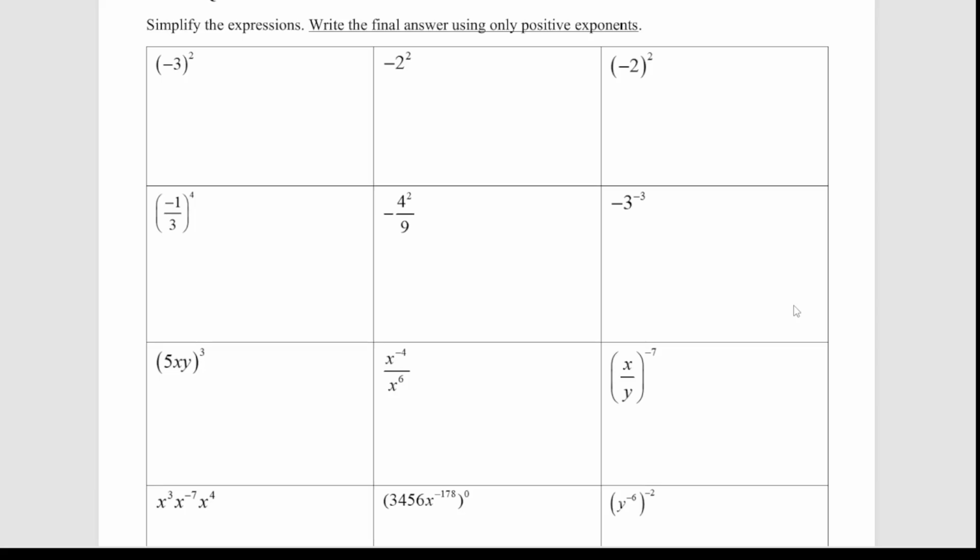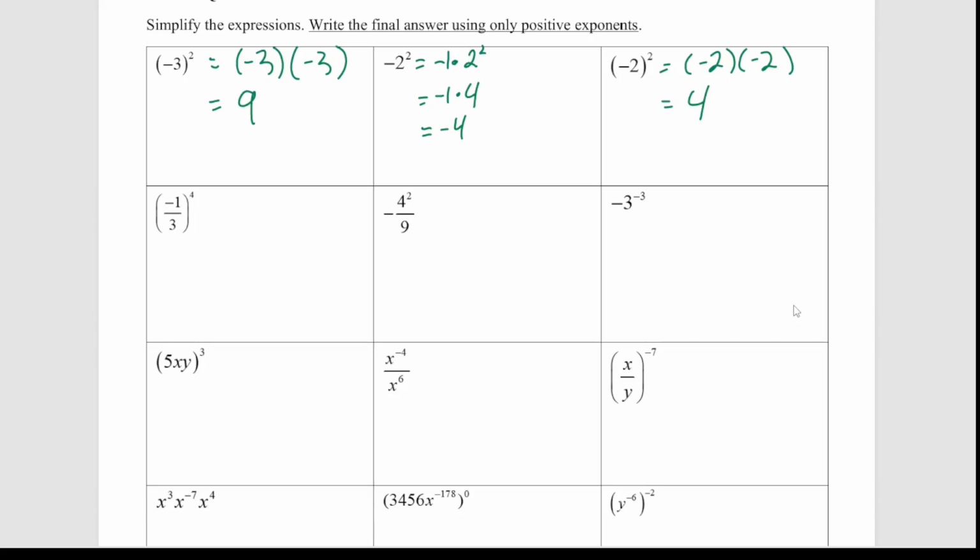If I have negative 3 to the second power, keep in mind that means negative 3 times negative 3. That's going to become positive 9, since a negative times a negative is a positive. Versus if I don't have those parentheses, technically this negative 2 squared means negative 1 times 2 squared, because there were no parentheses there. 2 squared is going to get us 4, because it means 2 times 2. Negative 1 times 4 gives us negative 4. Versus if I have negative 2 all squared, keep in mind that's negative 2 times itself, and a negative times a negative is a positive.